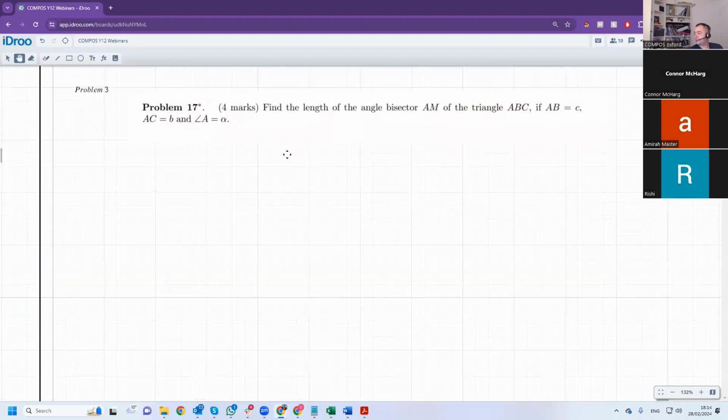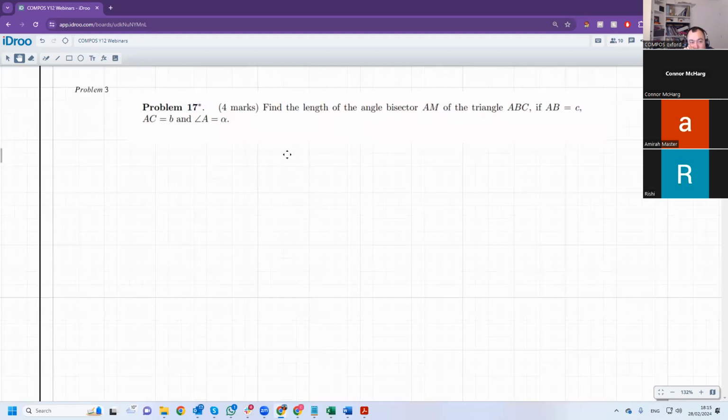All right, getting to more interesting stuff. A problem with a star. Find the length of the angle bisector AM. So here we're going to use everything we know about coordinates. Find the length of the angle bisector AM of the triangle ABC, if AB is equal to c, AC is equal to b, and angle A is alpha.